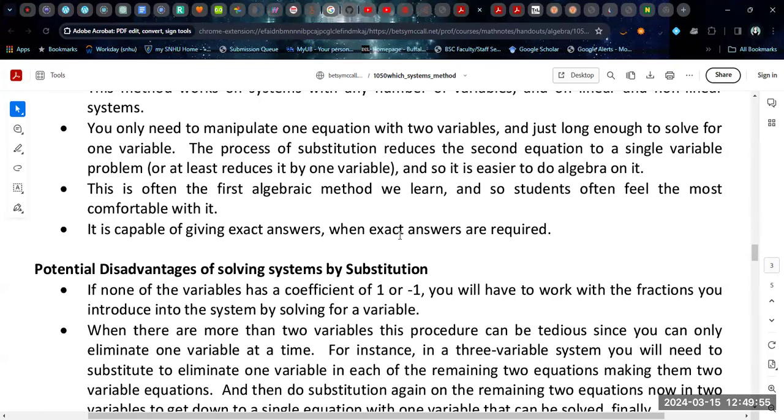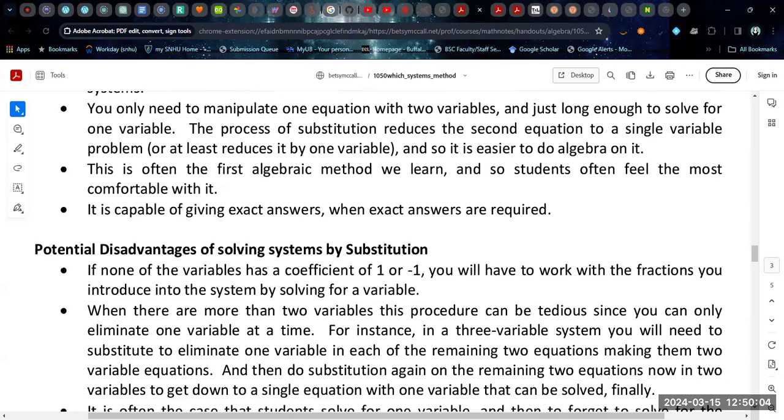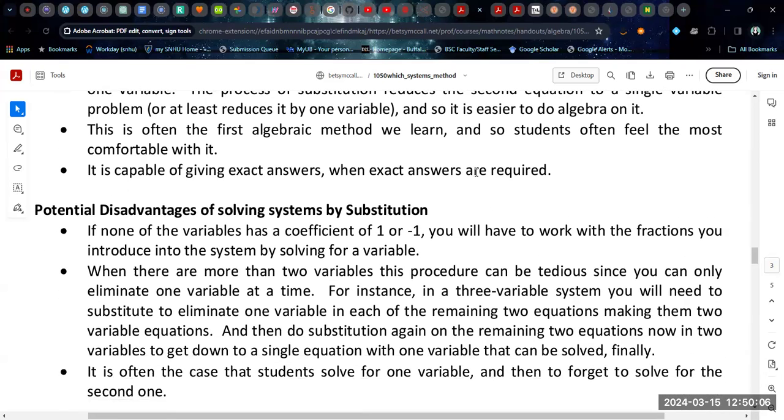Typically, substitution is the first algebraic method that we learn, so students often feel that it's the one they're most comfortable with, and it is capable of giving exact answers when exact answers are required.